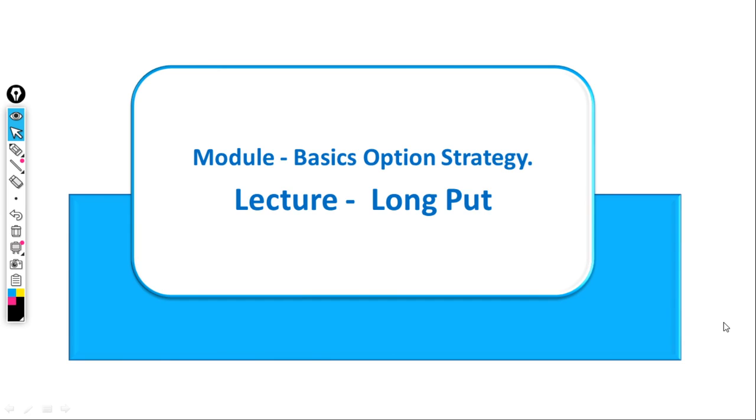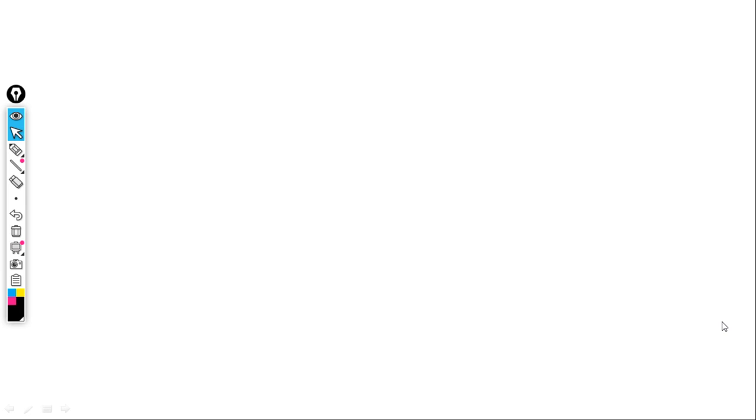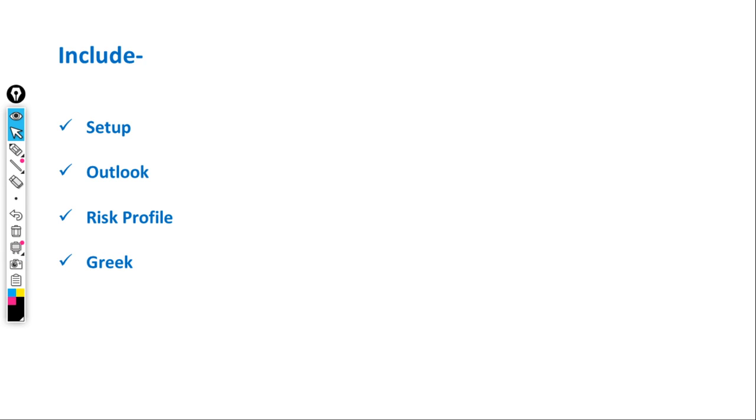Module Basics of Option Strategy lecture: long put, or buying a put option. In this lecture you are going to learn about the setup of a buy put option or long put, the outlook, the risk profile when you buy a put option, the option Greeks and how they impact you when you buy a put, and hedging a long position with a put option, that is long put, buying a put option.